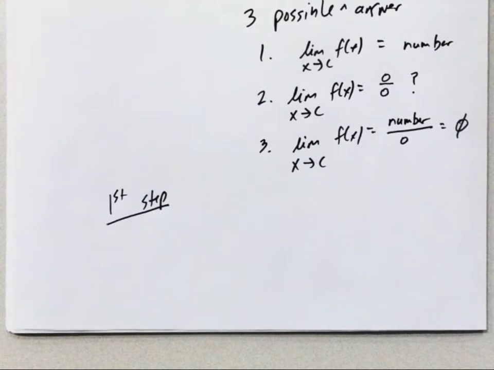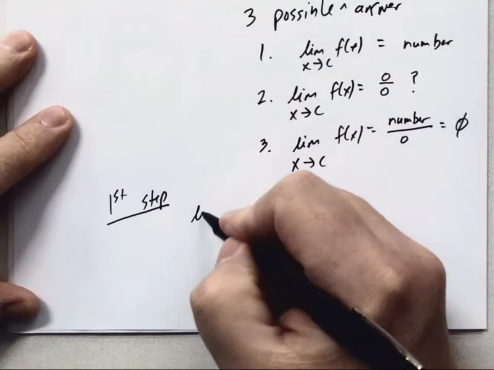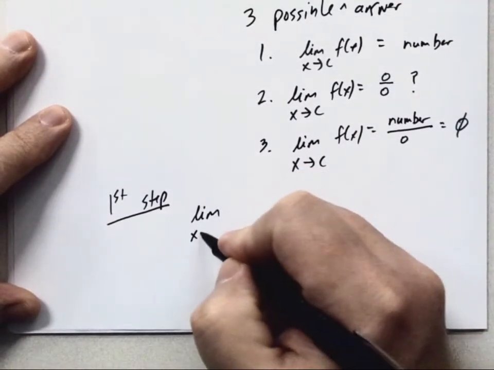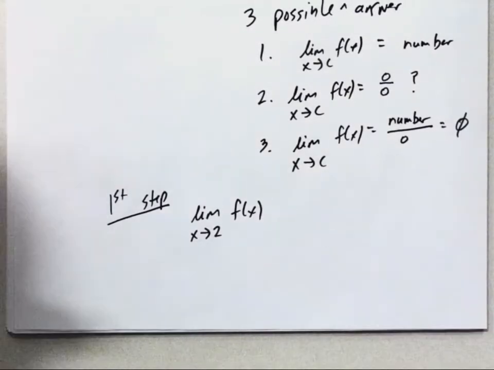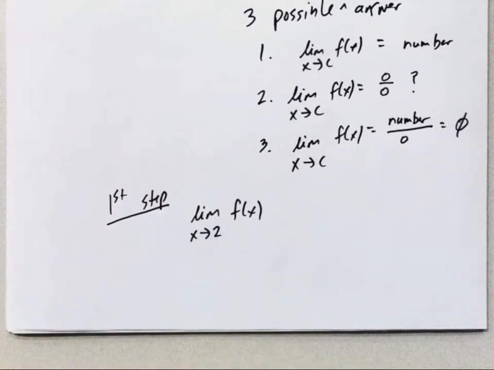You're asked, just to make it clear, you're given a function and you're asked to determine the limit as x approaches 2 of f of x.